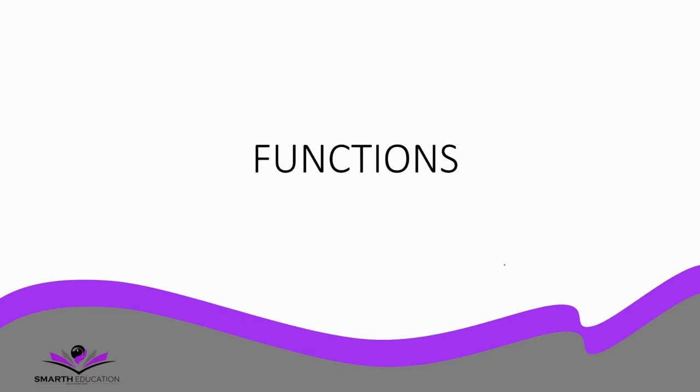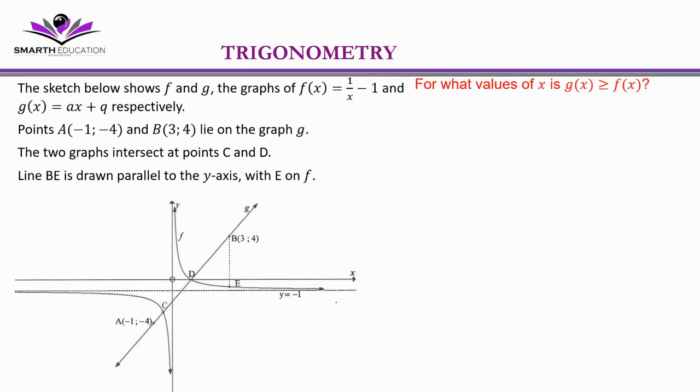Right, welcome back. Let's do question 2.3. The sketch below shows f and g, the graphs of f of x and g of x respectively. Points A and B lie on the graph g. The two graphs intersect at points C and D. Line B is drawn parallel to the y-axis with E on f. For what values of x is g of x greater than or equal to f of x?